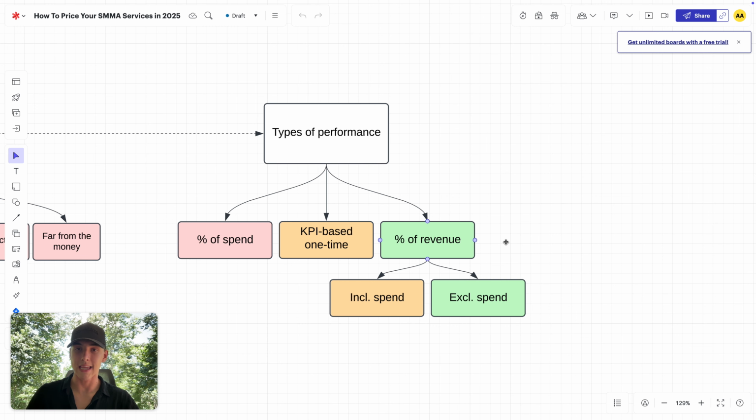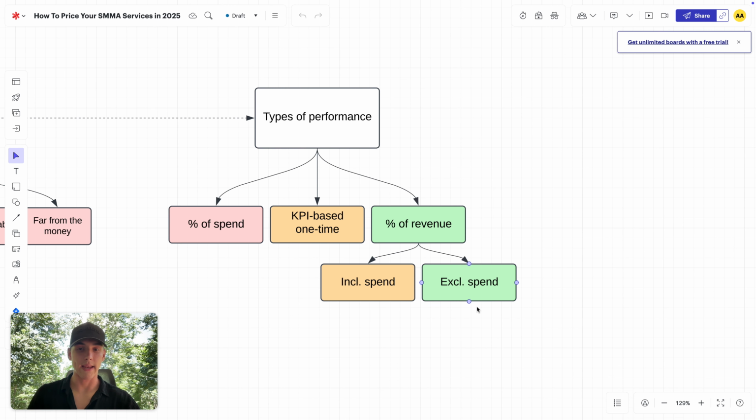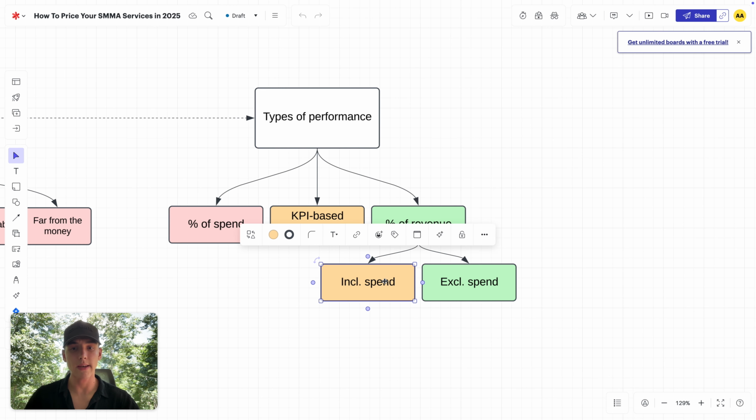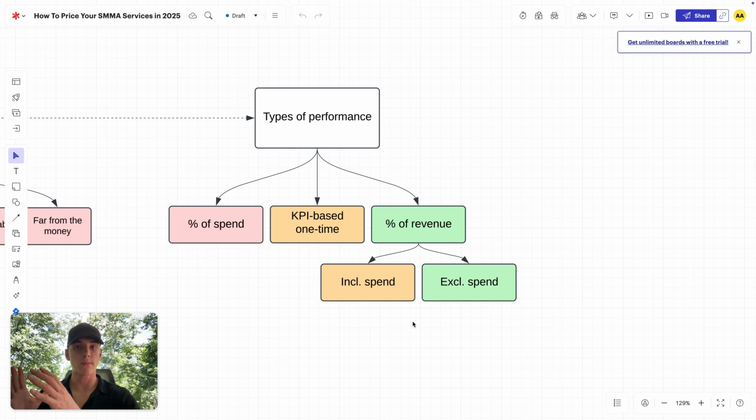If you are running email marketing, that is a percentage of the revenue that you generate through the emails that you send out. This can be including spend and excluding spend. This is for paid ads. So including spend is when you have, for example, 10K in spend a single month, and then you have 50K in revenue. So you have a 5x ROAS. You spent 10K, you generated them 50K.